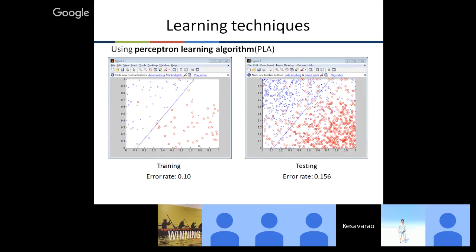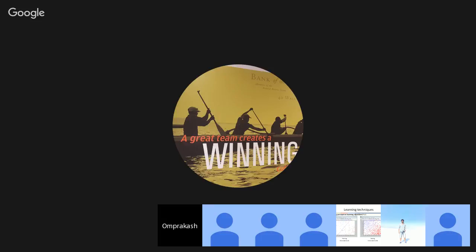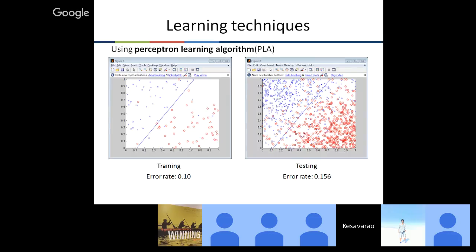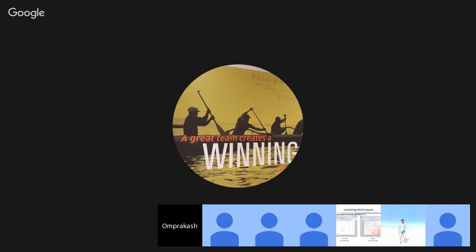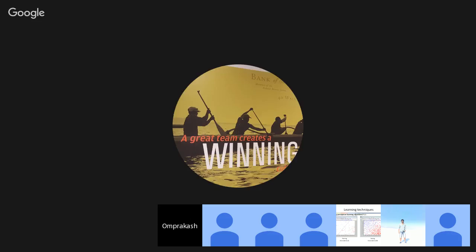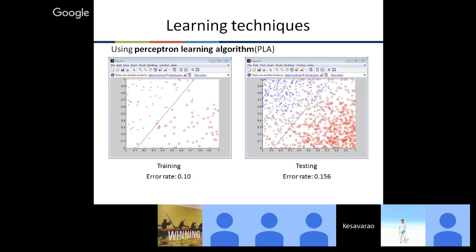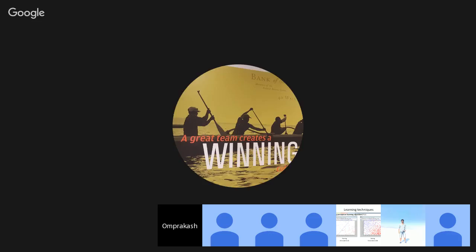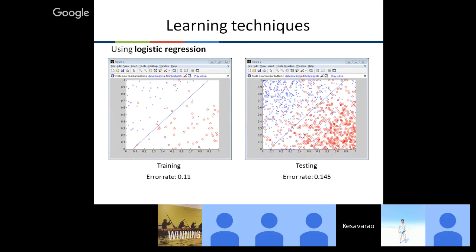First scenario is this. Training data set error rate is 0.10, and the testing data set error rate is 0.156. So testing has more error. Also, it's the same data set you're using, but you're using a different algorithm. One algorithm is giving this type of results for training and testing. The difference is very high. The difference between the training and testing error rate is the point you want to catch. So here, the difference of training and testing is high compared to the other.